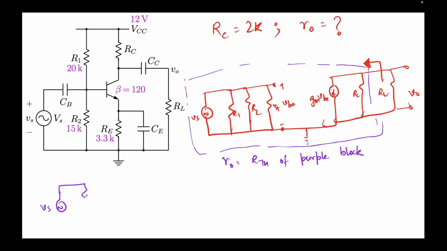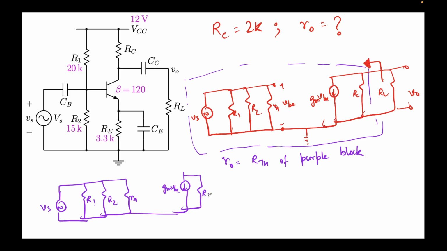Vs, R1, R2, R pi, and then we'll have GM VBE and RC, right? And we're required to find the Thevenin equivalent from looking from here, right?